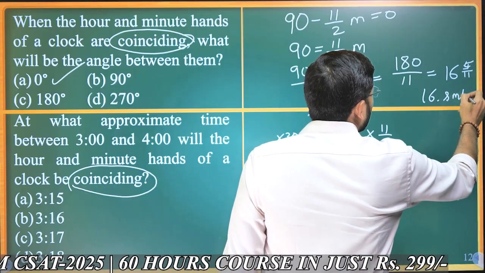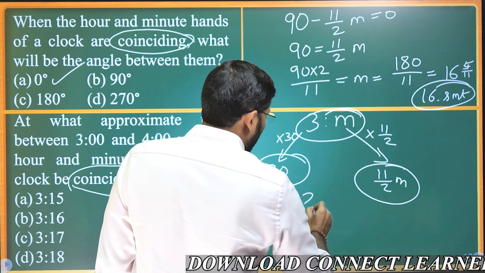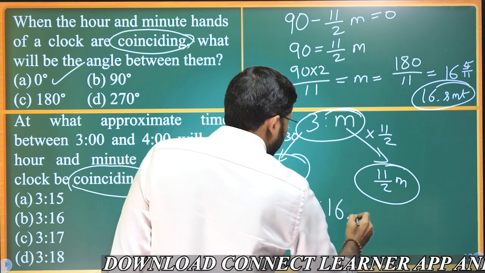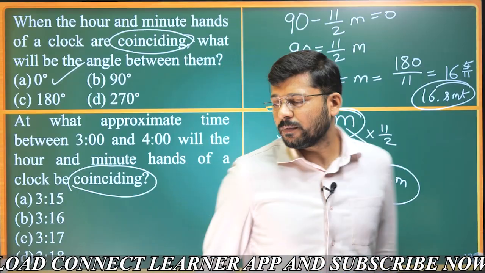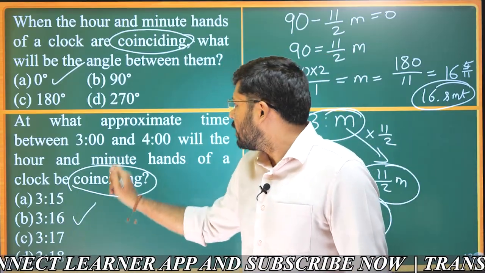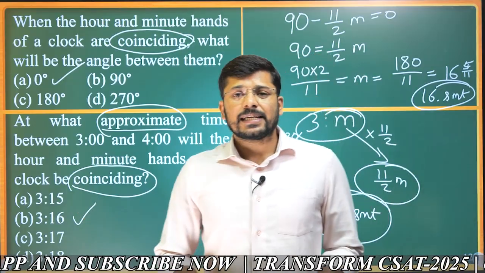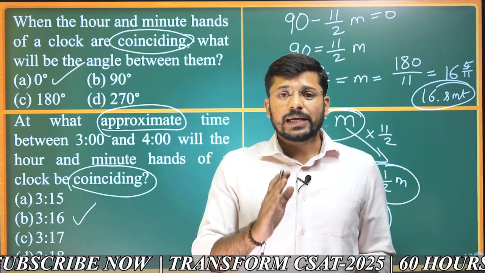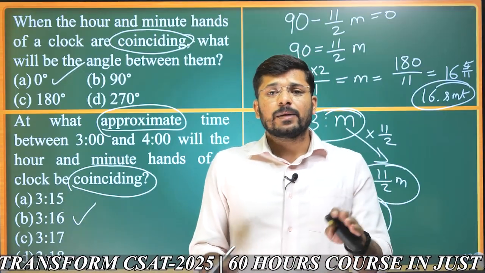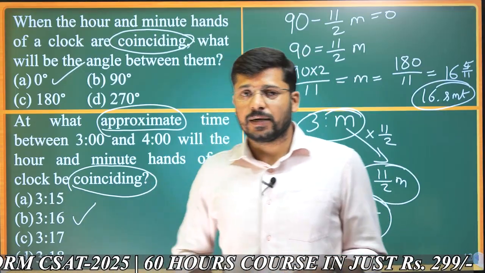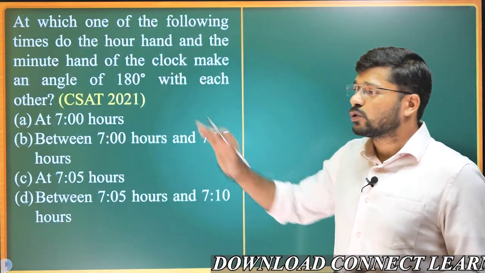So, the time would be how much when they are coinciding? It would be 3 hours and 16 point something minutes. Do we have an option? Yes, 3:16. And the question tells us approximate. So, at 3:16 plus some seconds, not exactly at 3:16, a few seconds after 3:16, the hour hand and the minute hand will be coinciding. Done. Now, let us go to a PYQ, a previous year question based on this concept.